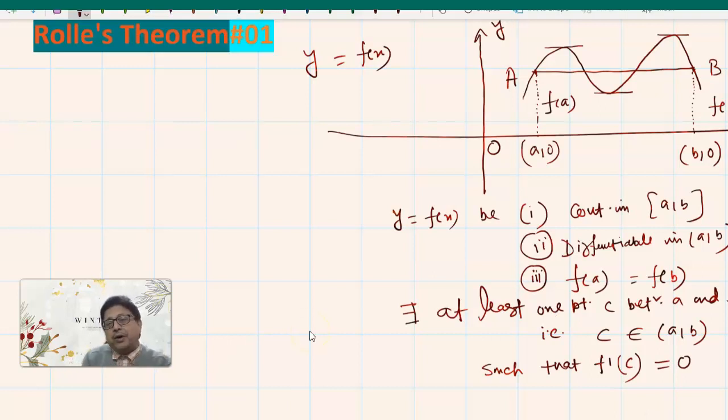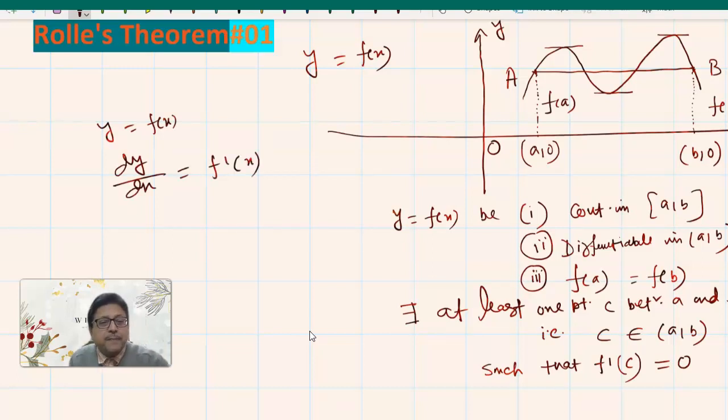From the geometrical meaning of the derivative, you know that if the function y equal to f(x) is there, then its derivative dy by dx, or f dash x, has a geometrical significance. This f dash x is nothing but the slope of the tangent. So the slope of the tangent will be 0, meaning the tangent at that point will be parallel to the x-axis. So 3 points are found here, L, M and N, where tangents are parallel to the x-axis. So this is Rolle's theorem.